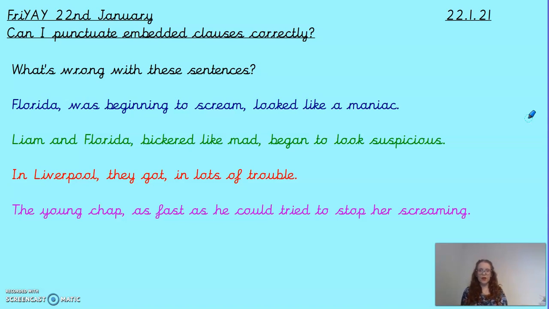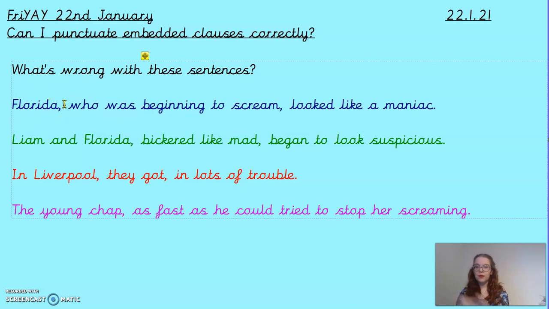Okay, then let's have a look at the first one, the blue sentence. Florida was beginning to scream, looked like a maniac. Now, if we took out the clause in the middle, it does say Florida looked like a maniac. So it is technically still making sense. However, this bit in the middle, the clause, doesn't make sense. Florida was beginning to scream, looked like a maniac. We're missing a key word there, which is not only going to make it an embedded clause, but it will also make it a relative embedded clause because it's got one of our relative words in.